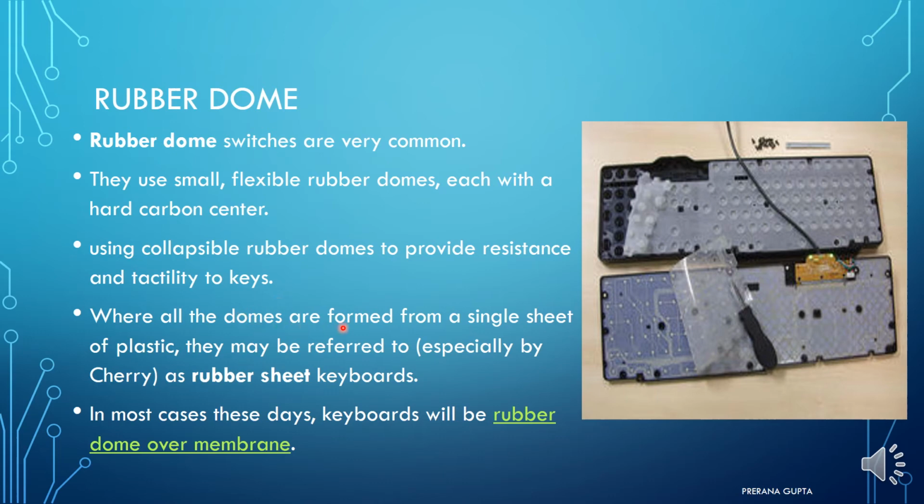Where all the domes are formed from a single sheet of plastic, they can be referred to as rubber sheet keyboards. These keyboards are also known as rubber sheet keyboards. In most cases, these days keyboards will be rubber dome over membrane. This is a membrane, and this is a rubber dome, and then there is a carbon center.